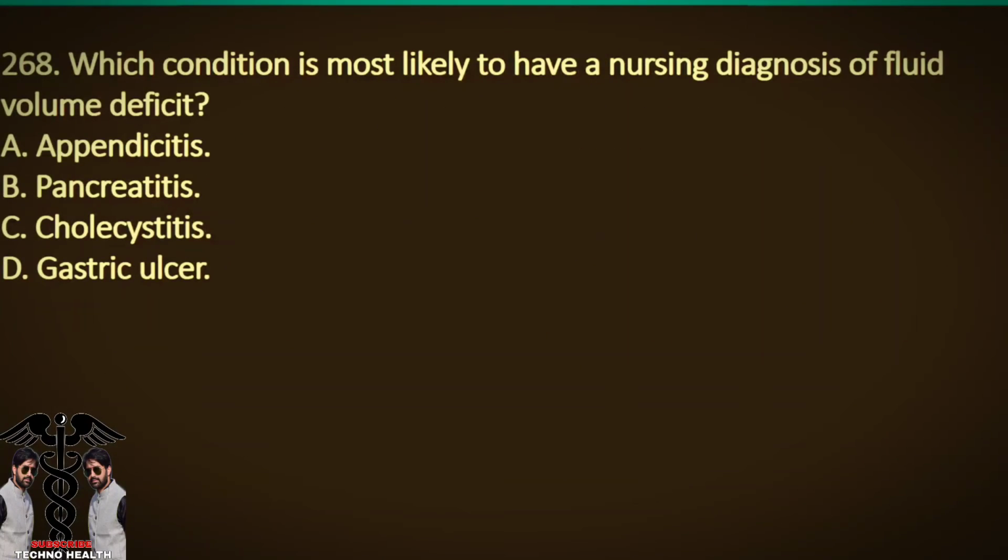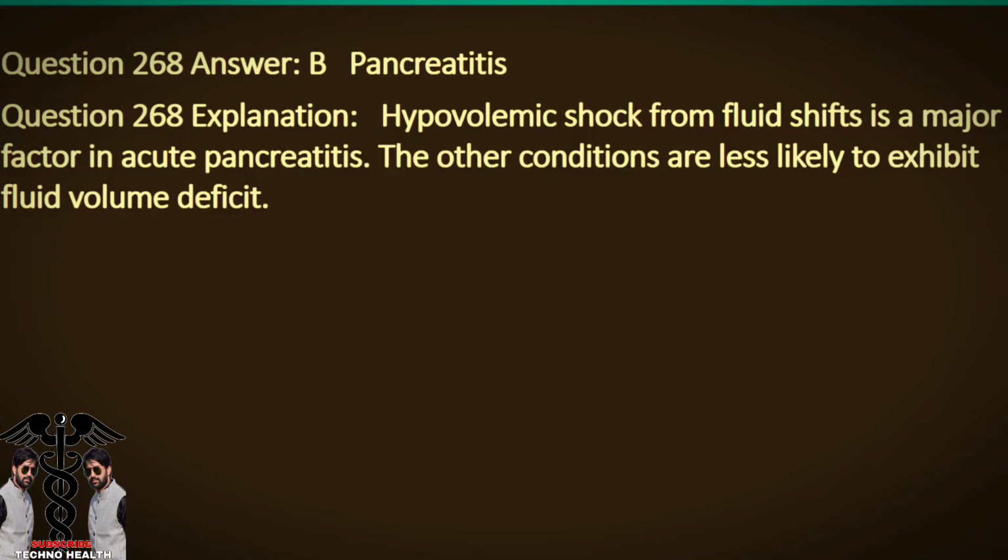Question 268. Which condition is most likely to have a nursing diagnosis of fluid volume deficit? A. Appendicitis. B. Pancreatitis. C. Cholecystitis. D. Gastric ulcer. Question 268. Answer: B. Pancreatitis. Question 268. Explanation: Hypovolemic shock from fluid shifts is a major factor in acute pancreatitis. The other conditions are less likely to exhibit fluid volume deficit.